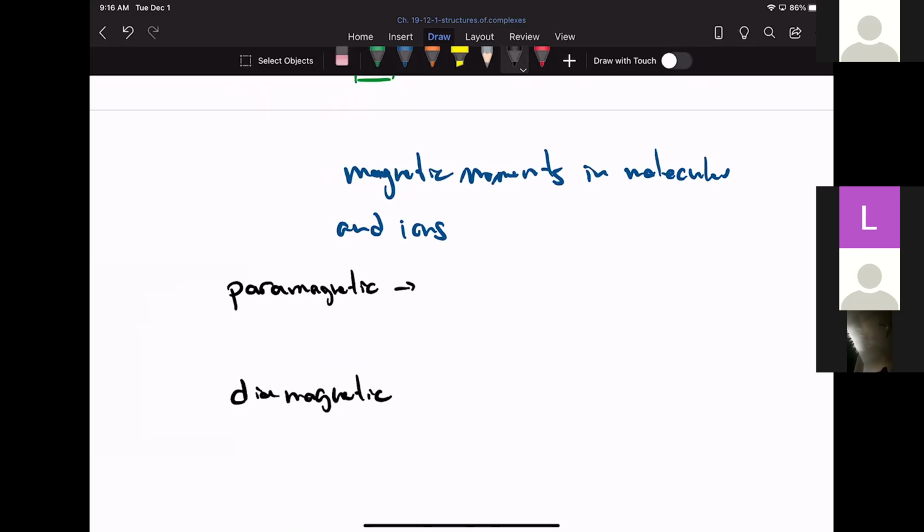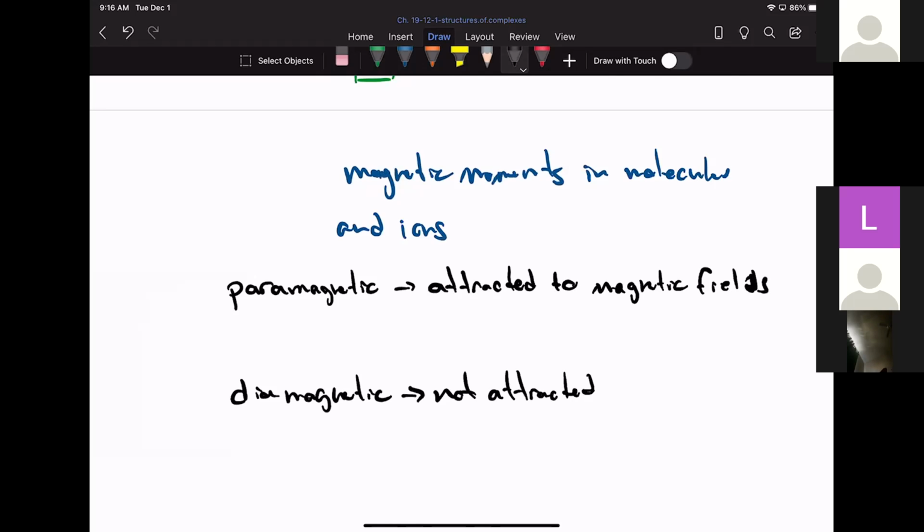Paramagnetic molecules, paramagnetic ions are attracted to magnetic fields, while diamagnetic ones are not attracted to magnetic fields. So paramagnetic molecules, ions, or complexes are attracted to magnetic fields. Diamagnetic, not attracted to magnetic fields. They're actually repelled, right?